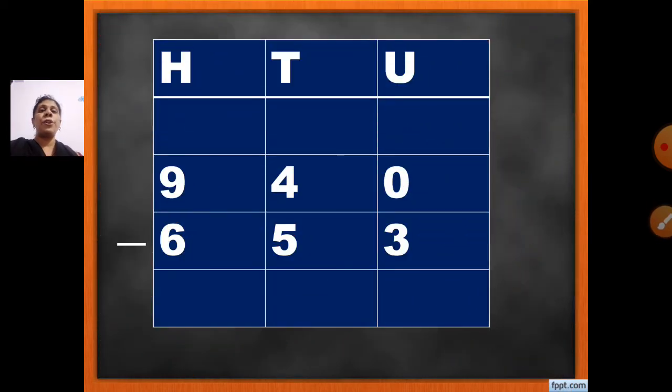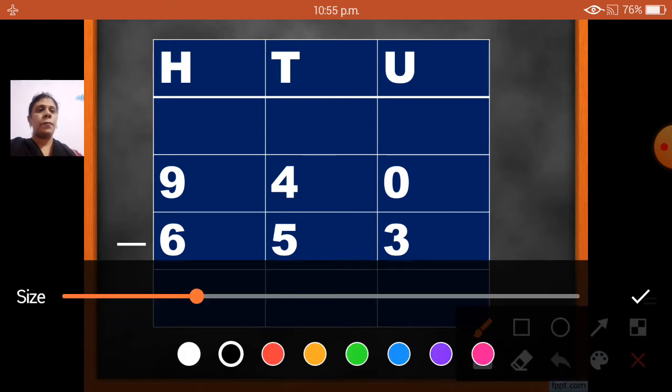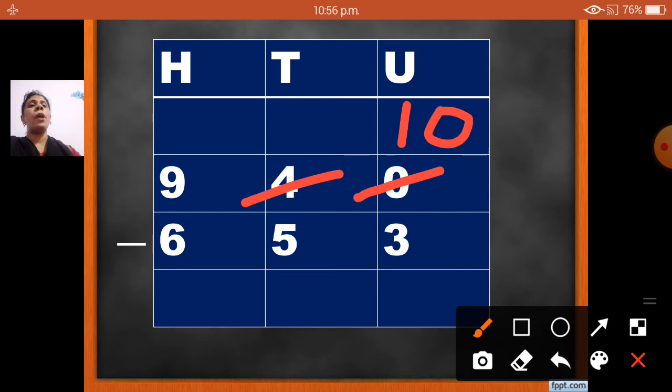Next. Okay, the numbers are arranged according to their place value, that is hundreds, tens and unit column. The numbers are 940 and 653. Now let us subtract. Now 0 minus 3. Now 0 is a smaller number, 3 is a bigger number. So we cannot subtract. So what we'll do, we'll cut this 0 and we will make it as 10. Now from where I got this one? I borrowed from 4. If I borrow 1 from 4, 4 will become 3. So 10 minus 3 will be, after 3, 4, 5, 6, 7, 8, 9, 10. So 10 minus 3 will be 7.